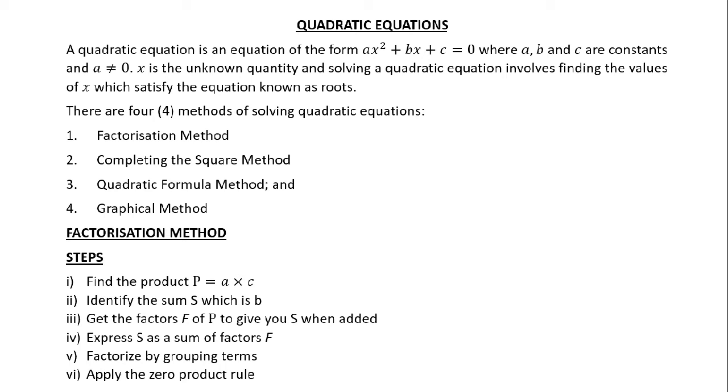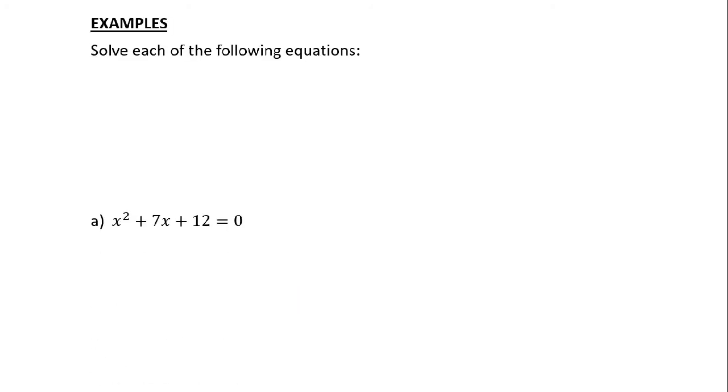So the steps are: first, we have to find the product P, which is equal to a times c. Then we identify the sum S, which is b. Get the factors of P that give you S when added. Express S as the sum of factors, factorize by grouping terms, and then we are going to apply the zero product rule. Let's do that.